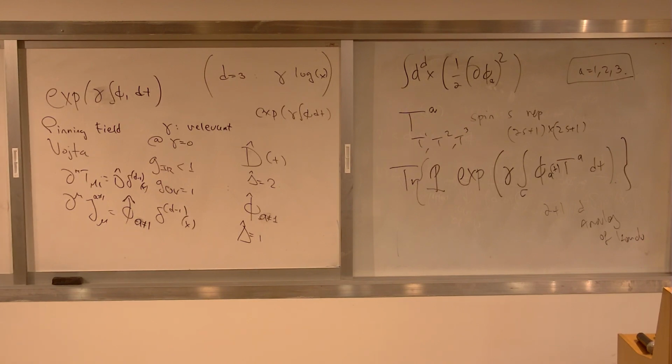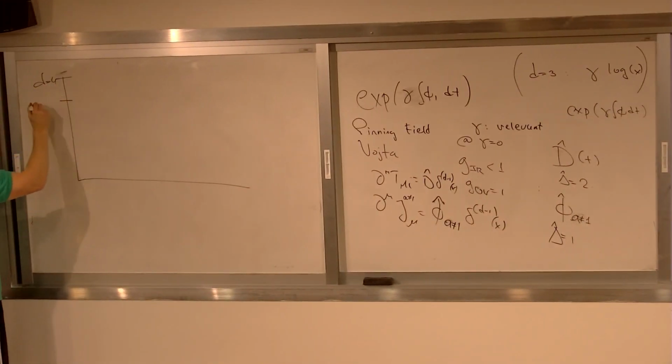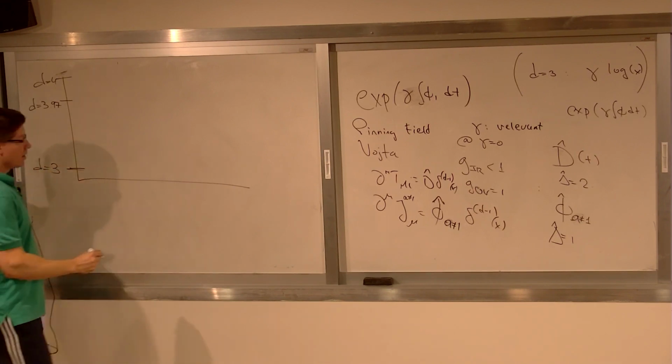So this is going to be d equals 4. I'm just going to tell you what happens as a function of the dimension. This is just going to be 3.97 as a benchmark to see some phenomenon that I'll explain. And here at the bottom, there will be d equals 3, which is the experimentally interesting case. And here we have the spin.